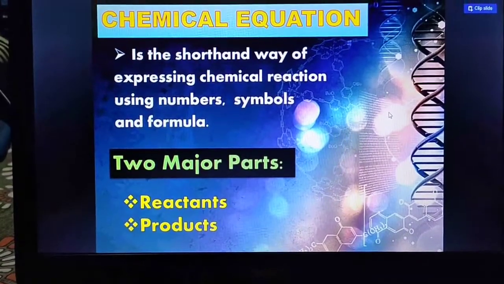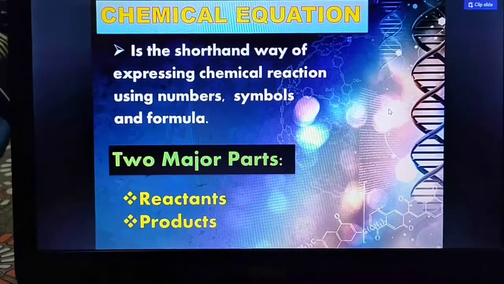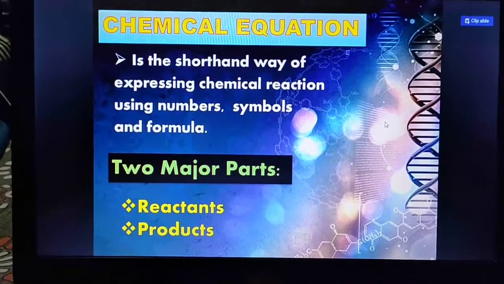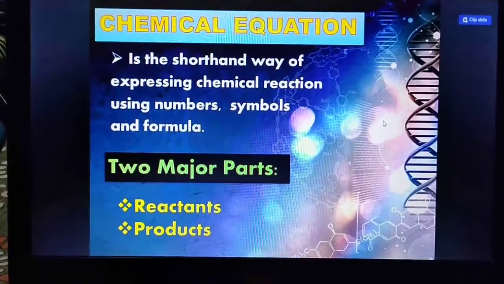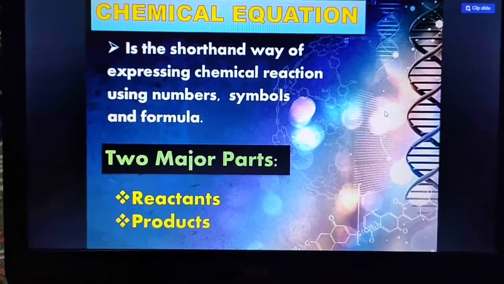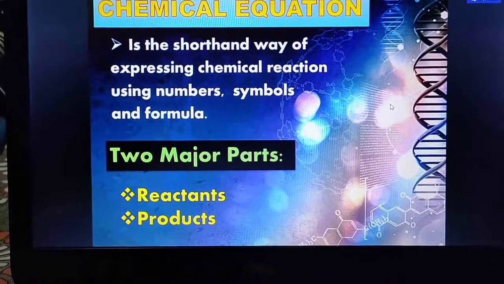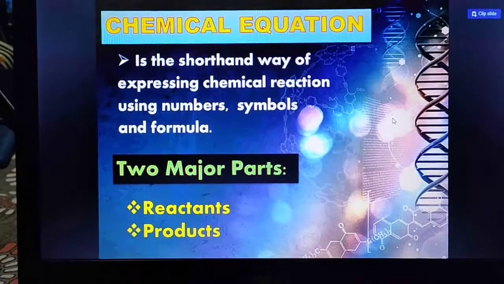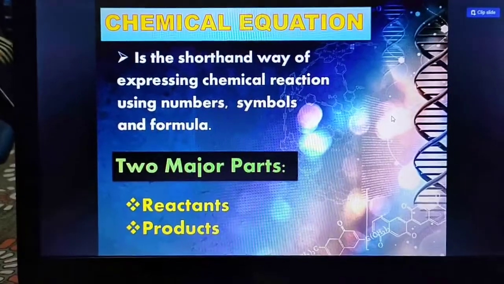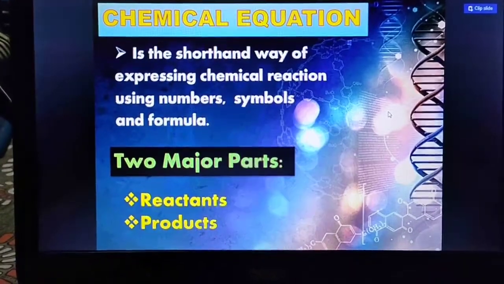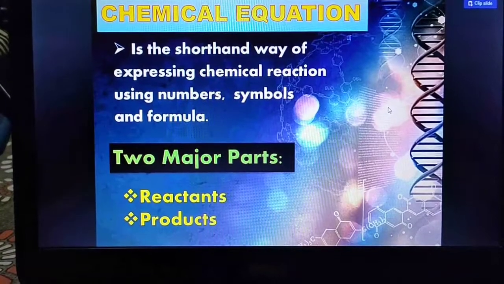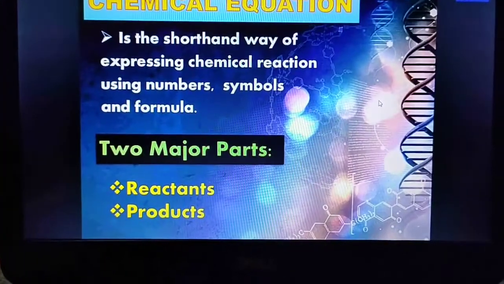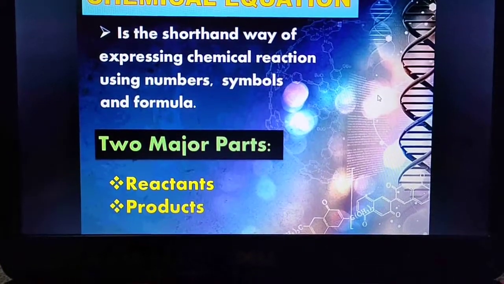Then what is a chemical equation? Just now I said that it is the shorthand representation using symbols and formulae of the reactants and products. It has two major parts, that is reactants and products. Reactants are what take part in a chemical reaction. The substances which take part in a chemical reaction are called reactants, and the substances which are formed are called products.